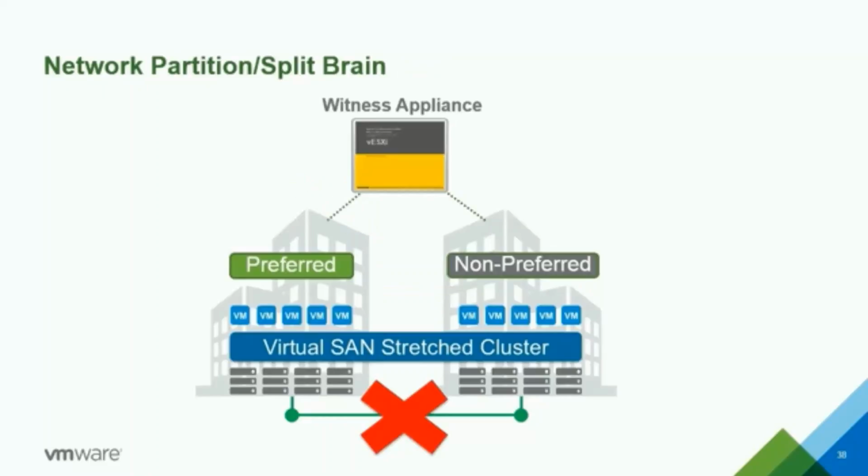What happens if that link, just the link between the preferred and non-preferred sites, goes down? Now in this case, this is where that preferred, non-preferred idea comes into play. The witness is going to create quorum with the preferred site, will power off the VMs at the non-preferred site, and power them on at the preferred site. And then, again, everything is back up and running.